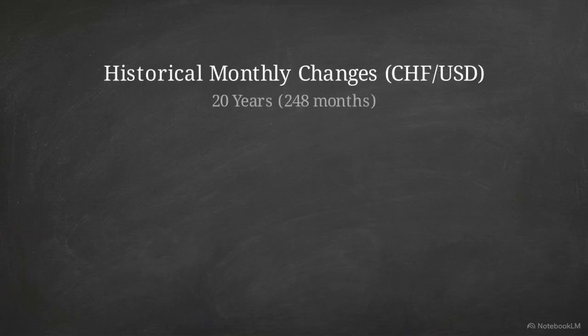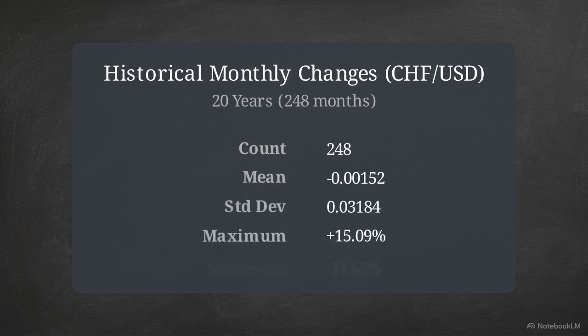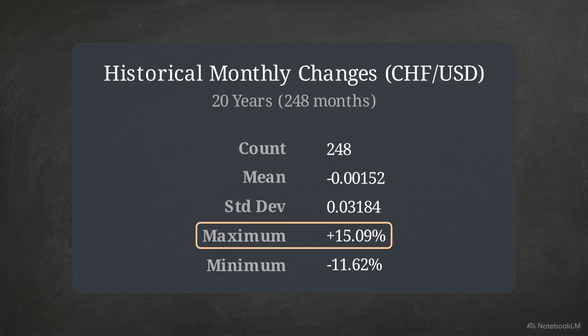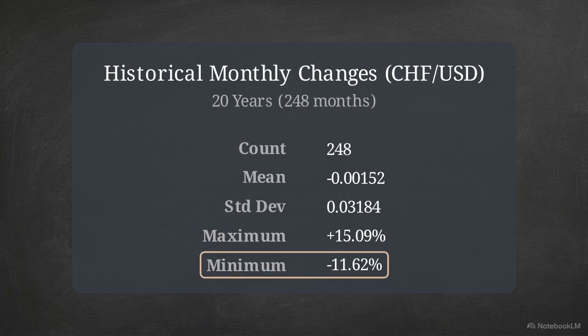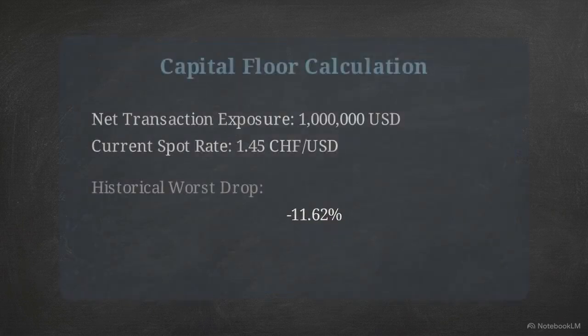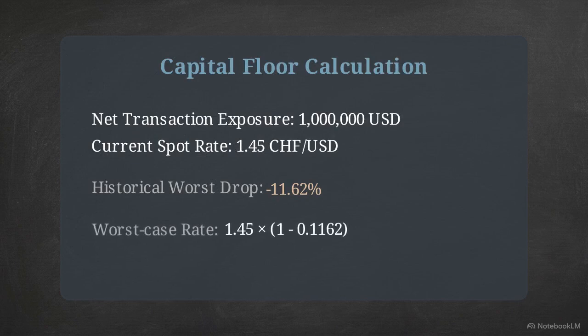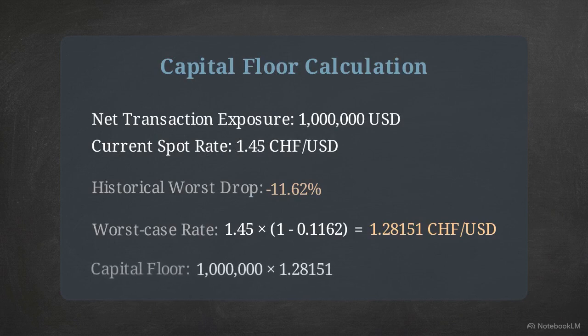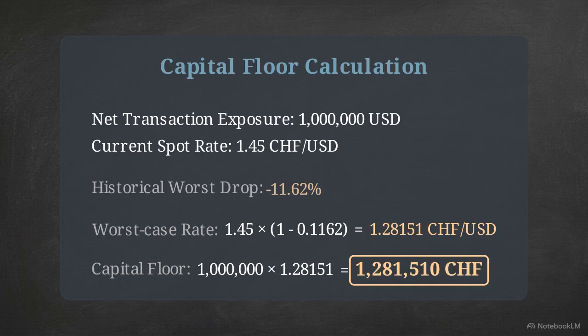We are looking at a descriptive statistics table covering 20 years of monthly exchange rates for the Swiss franc to US dollar. Over 2 decades, the absolute best month saw a 15% gain. The worst single month recorded an 11.62% drop. If the Treasury assumes that worst-case scenario will repeat exactly, they multiply that 11.62% drop against the current spot rate. This establishes a capital floor. The company would receive 1.281 million Swiss francs.